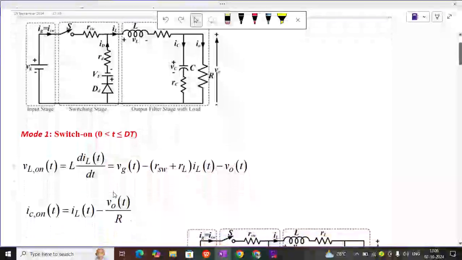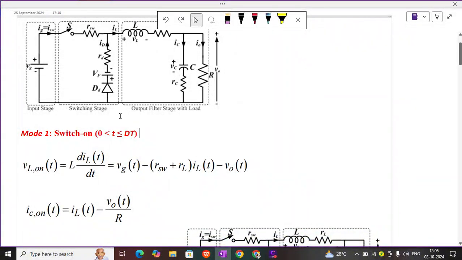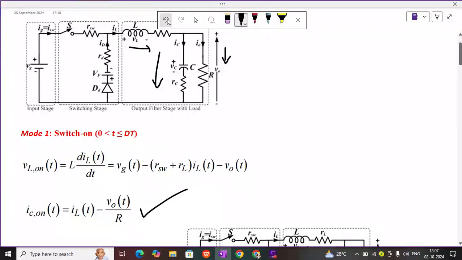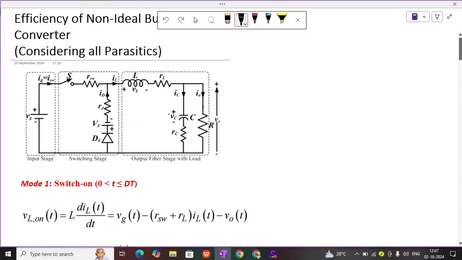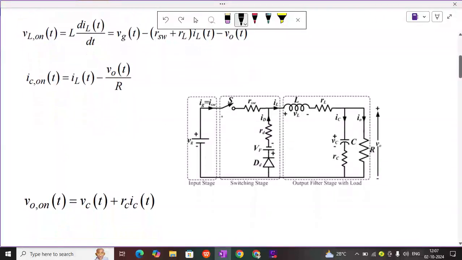For the VL, I can write the same kind of expression for the IC. So what is my IC? IC is a combination of IL and I naught. IC current is basically the current flowing through this branch, IL minus the current flowing in the output, IL minus I naught. And what is my I naught? I naught is V naught by R. That is why I come up with this expression. Okay, so now the next thing we will see.